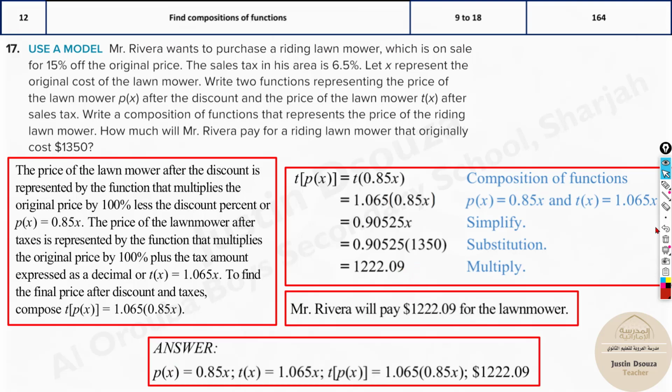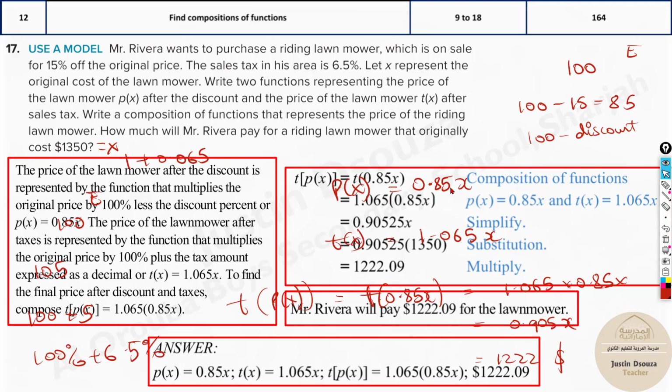Now the equations, what did we get? First one is 0.85. Don't write 0.15x. That's wrong. That's only the discount. It's 0.85x is the price. The tax is over here. Always whatever you get added to 1, that will be the tax. And compose tax of price, you'll get the answer.